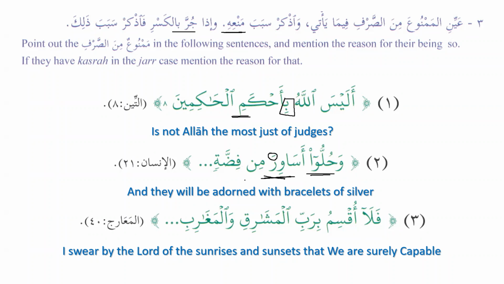Wa hullu asawira min fiddatin. So hullu, that's the noun, the verb that we were discussing earlier, halla yuhalli tahliyatan. And then when it is used as passive, it will be hulliya. So hulliya, hullu. And as we can see over here, they will be adorned with bracelets of silver. So from the translation, it is confirmed that it is used as a passive verb.